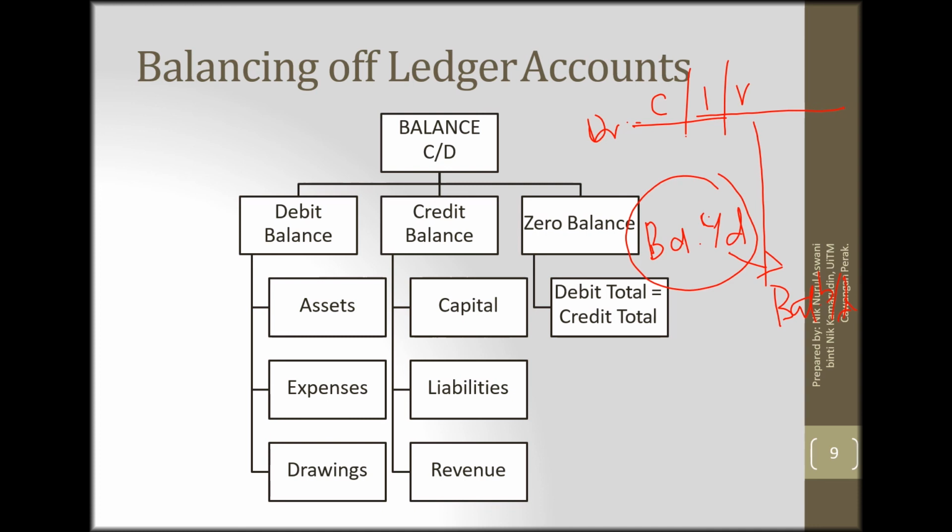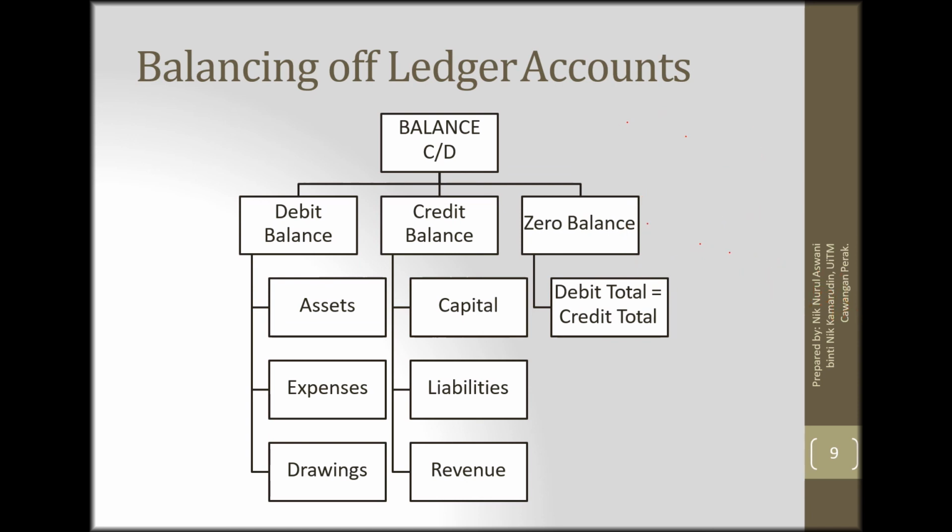We may have a zero balance, meaning that when you calculate the total between debit and credit, you get the same amount. So there is no balance c/d and there is no balance b/d.